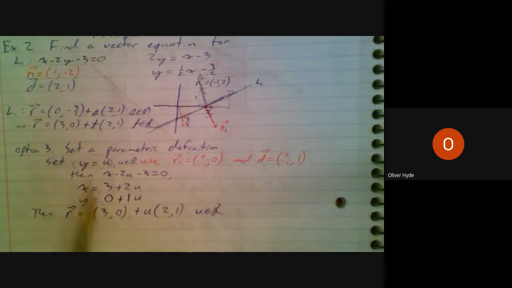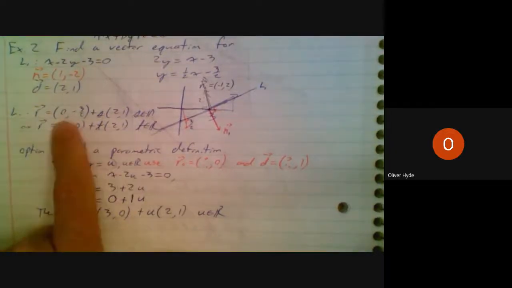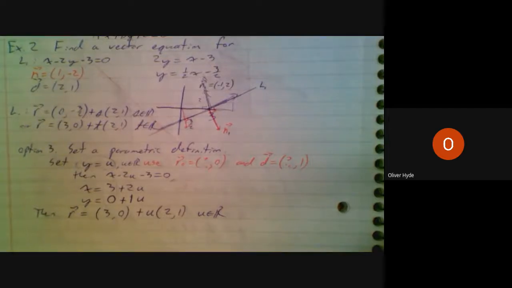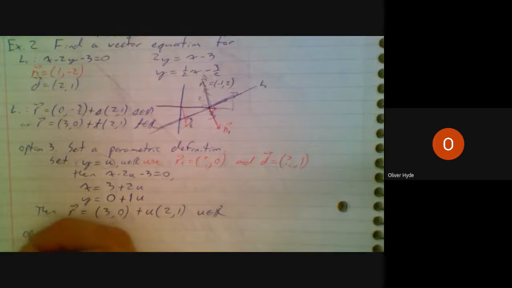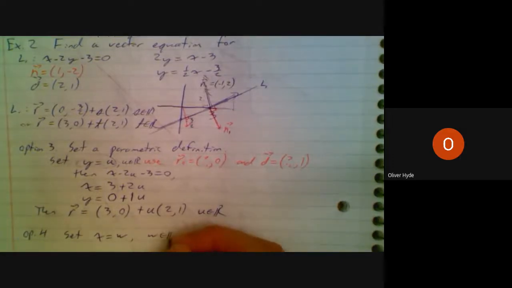Now I've chosen to let y be the value of my parameter just to avoid some fractions. Maybe I'll just go through this one more time and give you a fourth, or technically third, unique equation. Actually, it might not be. I think I'm going to get the exact same equation as up here if I set x to be my parametric value. Let's find out. So option 4. I am going to set, I'm running out of letters though, x equals w, where w is any real number.